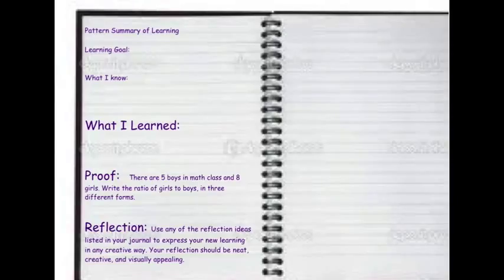So lastly, your proof today says there are 5 boys in math class and 8 girls. Write the ratio of girls to boys in 3 different forms. Hopefully you remember what those forms are.